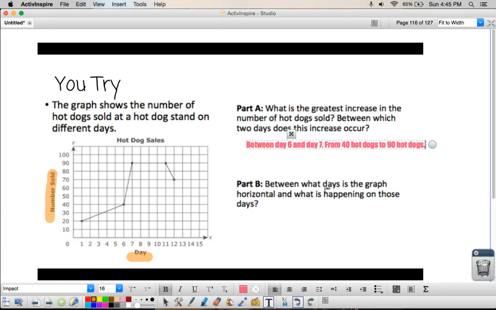Part B, between what days is the graph horizontal and what is happening on those days? So we can see, it kind of looks like the graph disappears, just the way that it looks. It's horizontal between day 8 and day 11. So it stays the same between day 8 and day 11. And what's happening there? What's happening is that on all of those days, they're selling 90 hot dogs. So the amount of hot dogs sold stays constant.